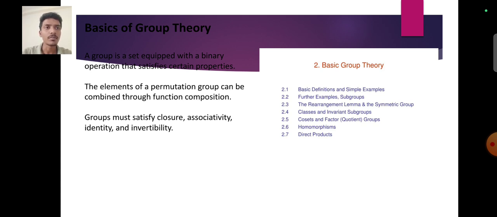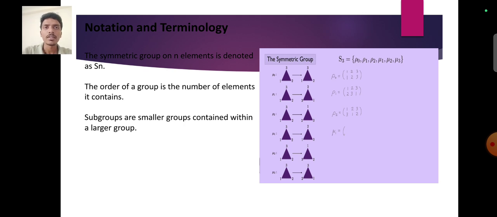further examples: subgroups, the rearrangement lemma and the symmetric group, classes and invariant subgroups, cosets and factor groups, homomorphisms, direct products. Notation and terminology. The symmetric group of n elements is denoted as Sn. The order of a group is the number of elements it contains. Subgroups are smaller groups contained within a larger group.